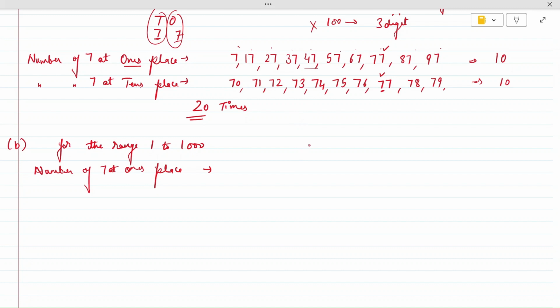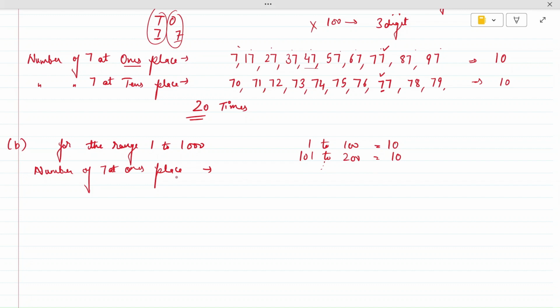How? See, 1 to 100 we will have this 7 10 times. Then you have 101 to 200. Same thing will be repeated here. Why? Because now what we'll have is 107, 117, 127, 137. But in all those numbers, the 7 will be at ones place only. Similarly, in 300 series, we'll have 307. In 400, we have 407 and so on. So that means 1 to 100, we have 7 10 times, 101 to 200 10 times again, and this goes up to 1000.